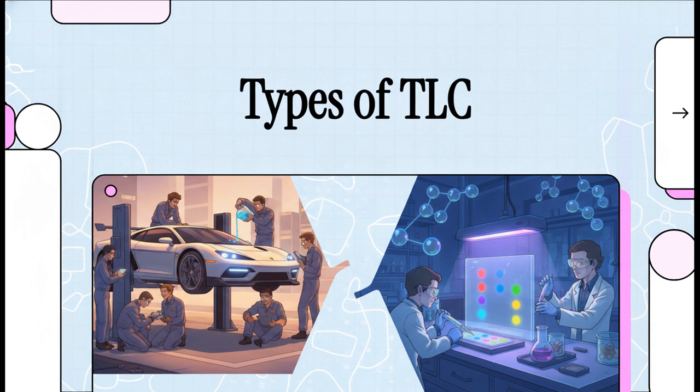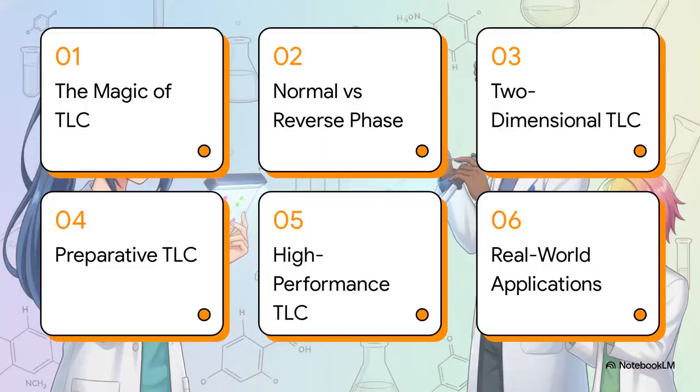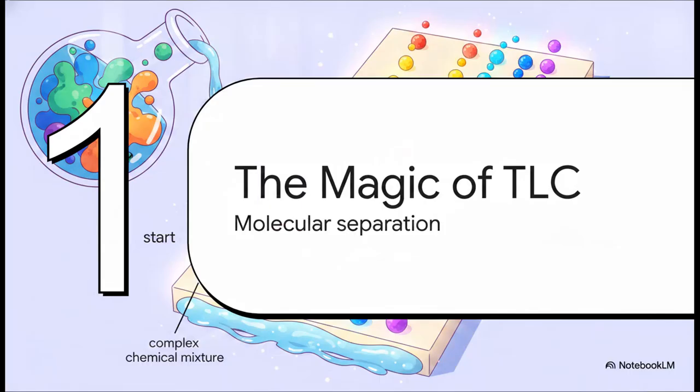We're going to explore how this unbelievably powerful analytical technique separates, identifies, and even purifies the complex chemical mixtures that make up our food, our medicines, and our entire environment. Here is our quick roadmap for today. We'll hit 1. The magic of TLC. 2. Normal versus reverse phase. 3. Two-dimensional TLC. 4. Preparative TLC. 5. High-performance TLC. And finally, 6. Real-world applications. Section 1. The magic of TLC, a molecular separation journey.